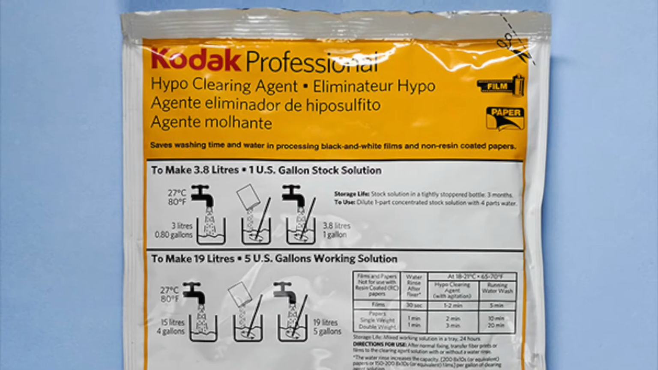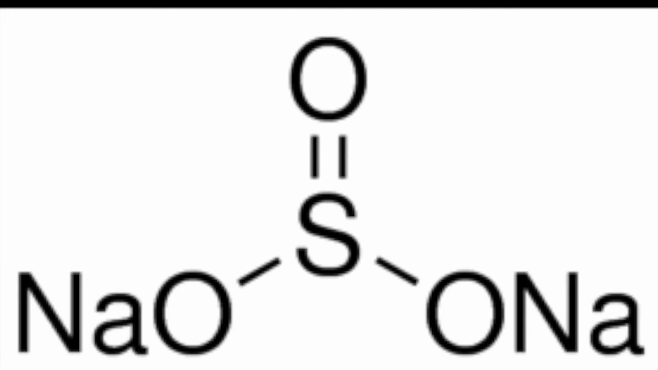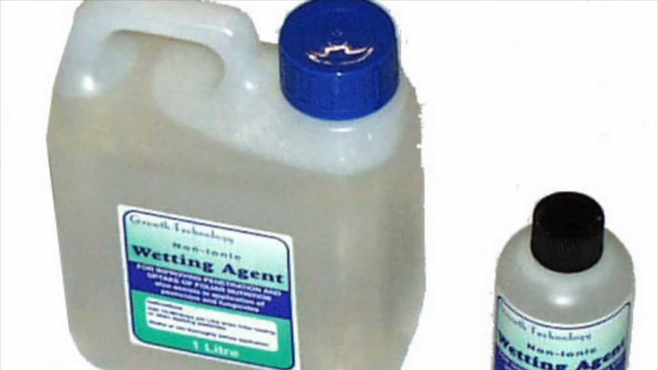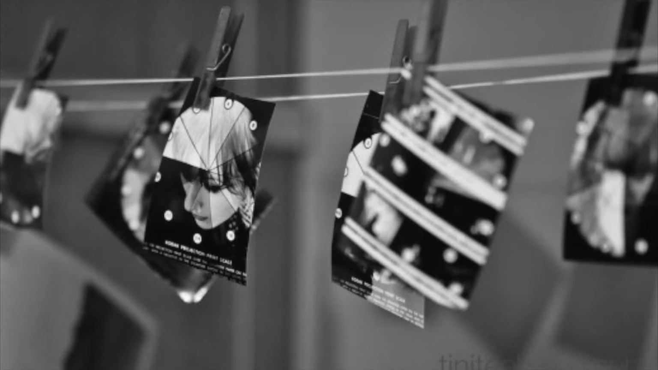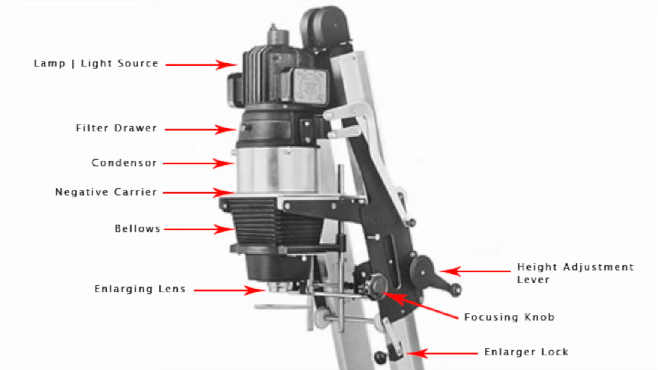The washing time can be reduced, and the fixer can be more thoroughly removed, if a hypoclearing agent is used after the fixer. An example of this is sodium sulfite. If the film is placed in a diluted solution of non-ionic wetting agent after being rinsed, that can help the dry time. Once the film has been processed, it is referred to as negatives. Negatives are put into an enlarger and are projected onto photographic paper.